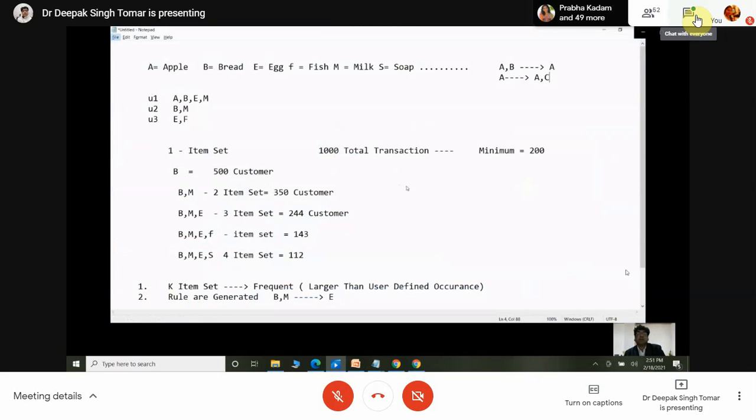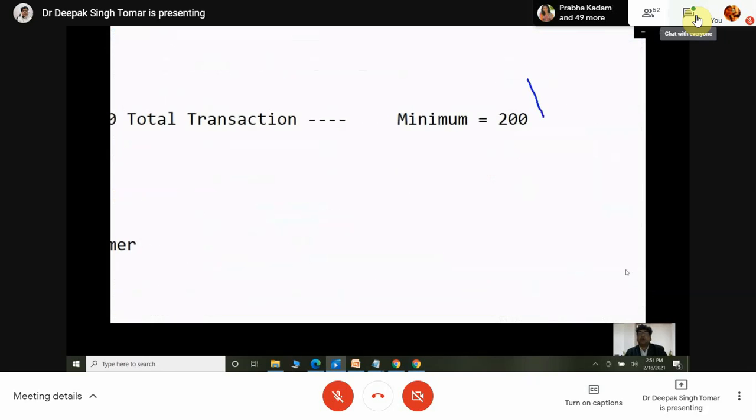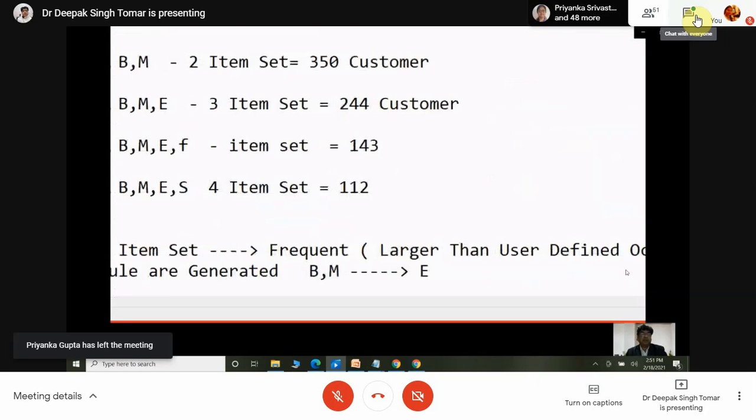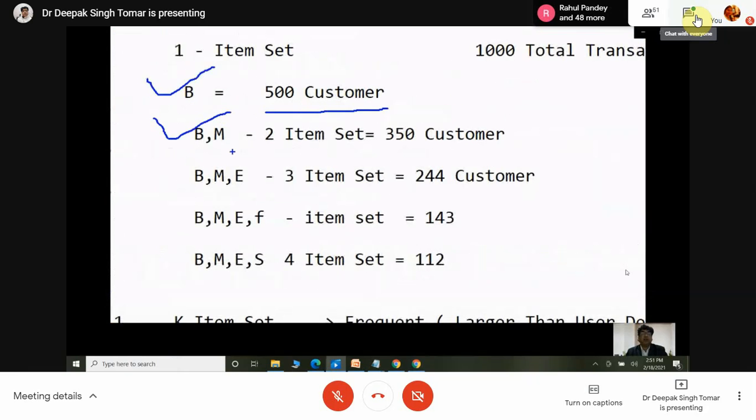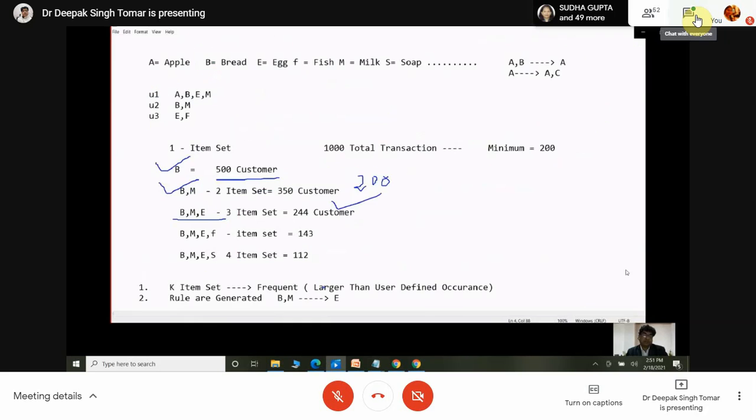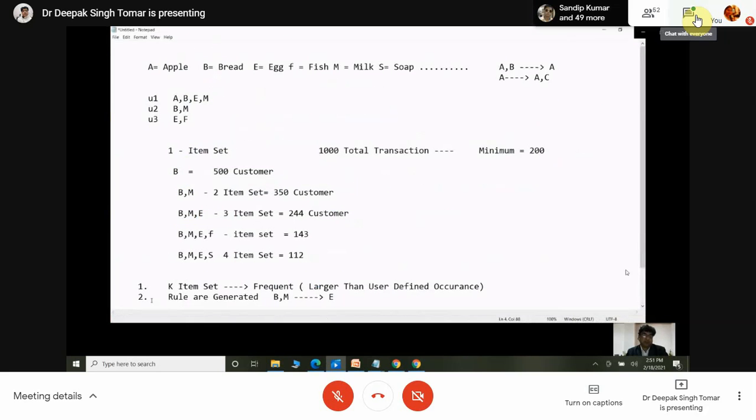So here it is clear that the minimum threshold value is 200, and the item sets which are supporting are also frequent because their value is larger than the minimum. These are of length 1, length 2 and length 3. Their value is 244, and the minimum support which is given is 200. So these are called the frequent item sets, whose occurrence is larger than the user defined threshold.